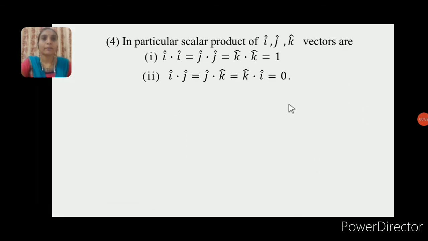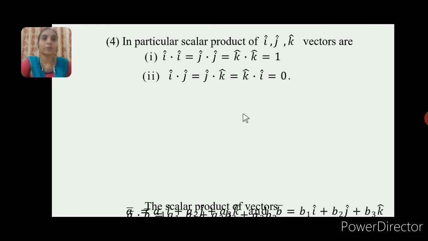Fourth note, in particular, scalar product of i cap, j cap, k cap vectors are: first, i cap dot i cap is equal to j cap dot j cap is equal to k cap dot k cap is equal to 1. That is, dot product of same vector is 1. Second, i cap dot j cap is equal to j cap dot k cap is equal to k cap dot i cap is equal to 0. That is, dot product of other vectors is equal to 0.